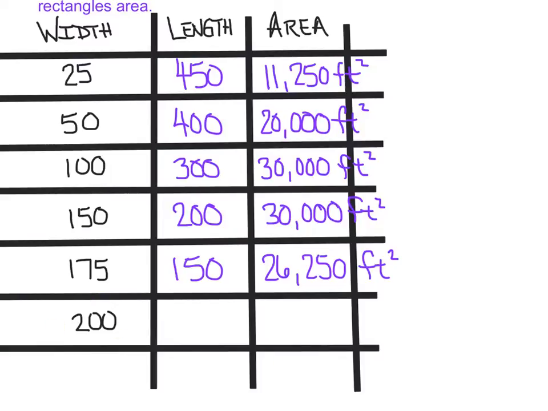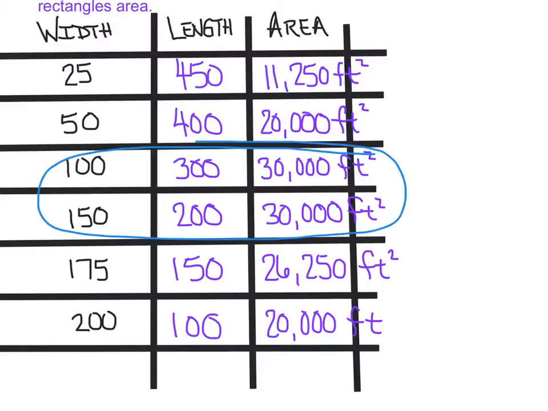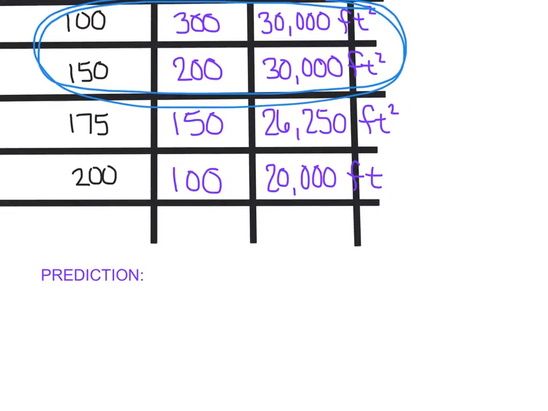If my width was 200, I use up 200 here, 200 here. That's a grand total of 400. How much is left over? I still have 100 feet of fencing left over. Multiply those two together. 20,000 square feet would be my area. So right now, I'm thinking it looks like my maximum is somewhere in this vicinity, somewhere between 100 and 150. And so I'm going to mark that down as my prediction.